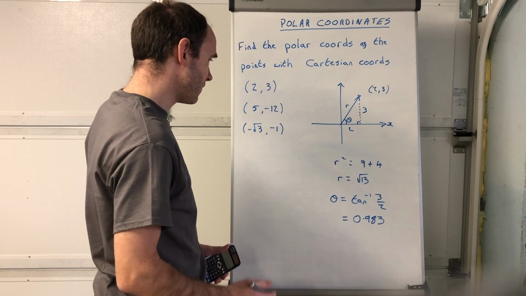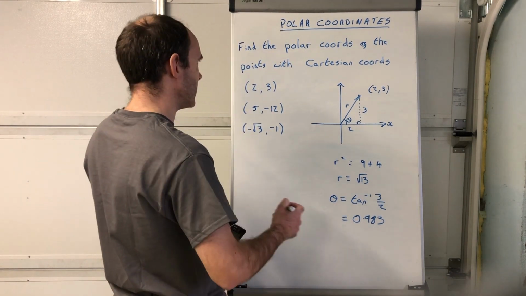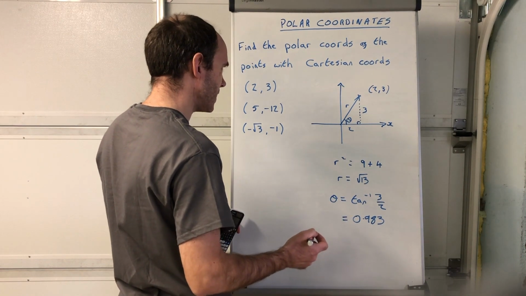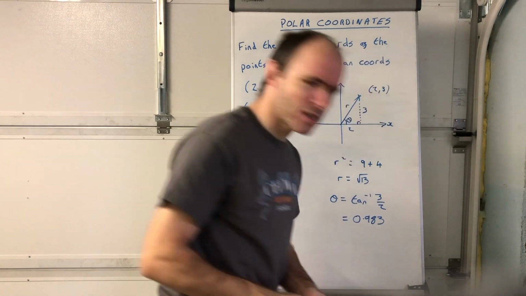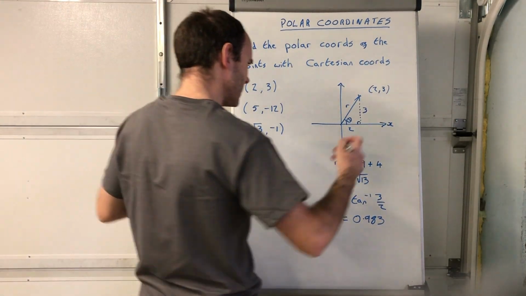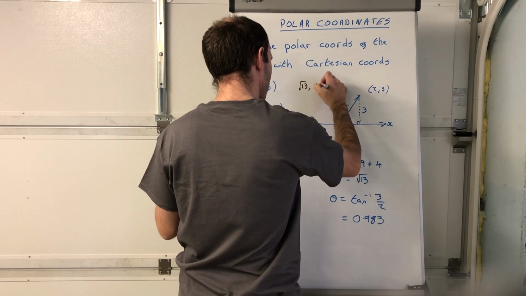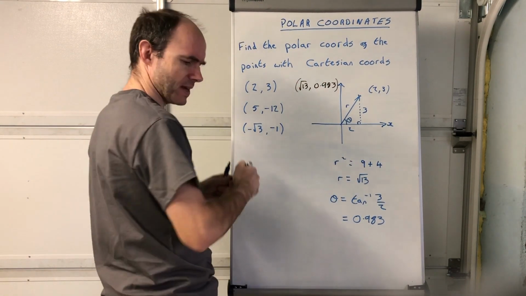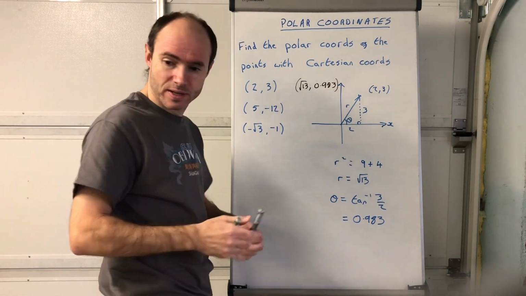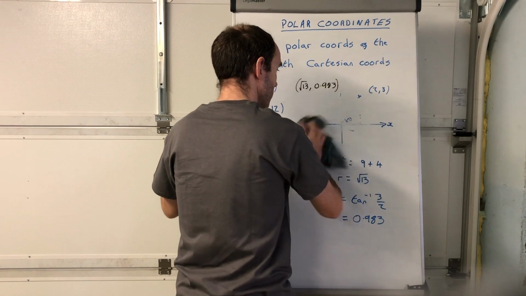Okay, so the first one there, where can I write it? I'll write it here. The first one here is going to be, shall I write in a different colour? Yeah, I'll write in a different colour. It's going to be root 13 and 0.983. Okay, and that's it. That's the first one. Right, next one. Let's just get the board rubber and let's do the next one.